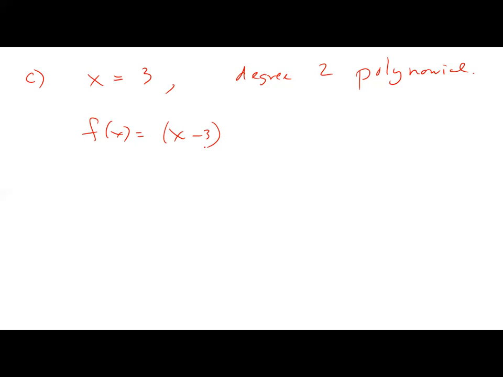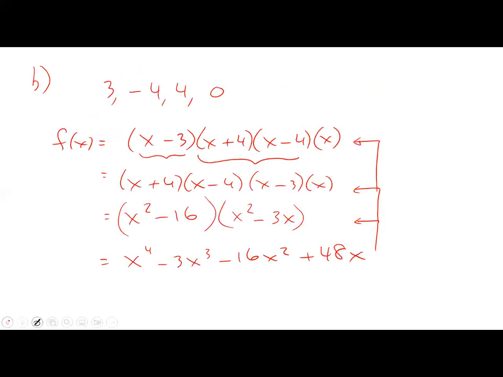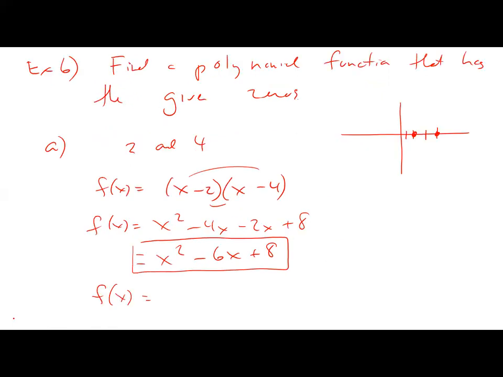Except I need it to be a degree 2. So notice on these two, real quick, let's go backwards here. Notice this one eventually wound up with a degree 4 polynomial, right? Because there are 4 zeros. This one eventually wound up to be a degree 2 polynomial because of 2 zeros.